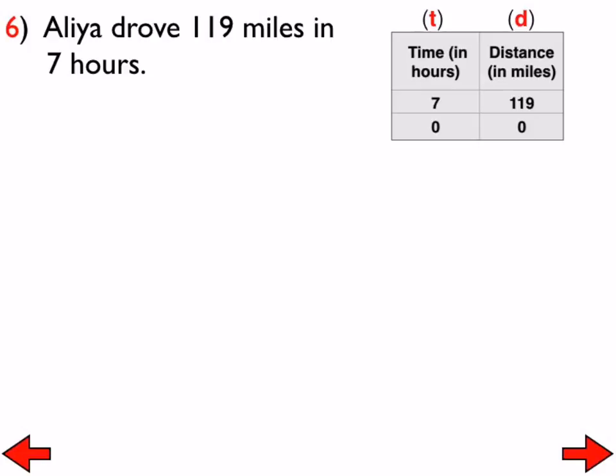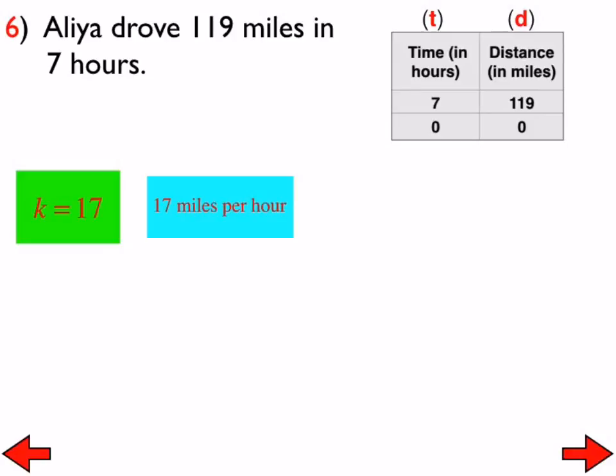Going one direction, and I'm using T for time, D for distance, the constant of proportionality is 17. I'm going with distance over time, thinking that distance is output and time is input. The unit rate is 17 miles per hour. The equation going that direction is D equals 17t.